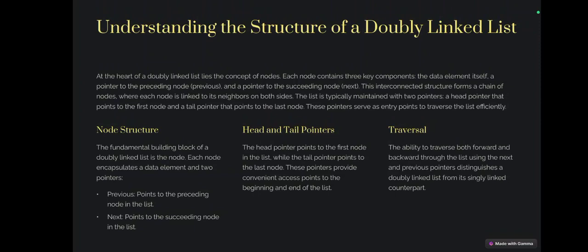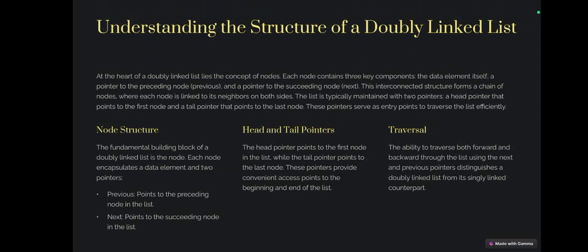The list is typically maintained with two pointers: a head pointer that points to the first node and a tail pointer that points to the last node. These pointers serve as entry points to traverse the list efficiently.